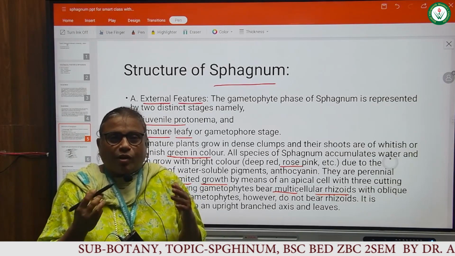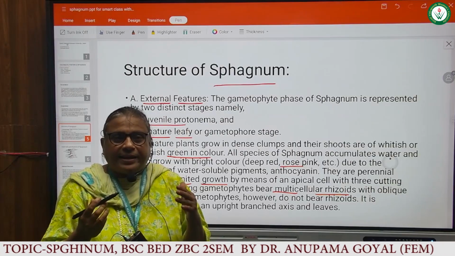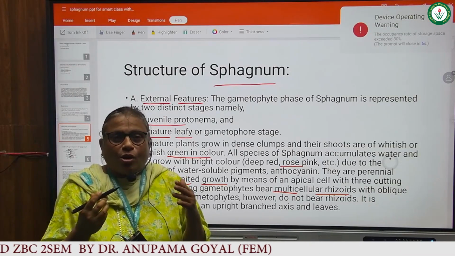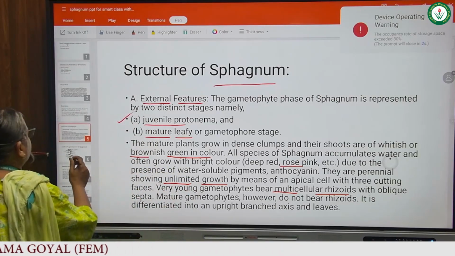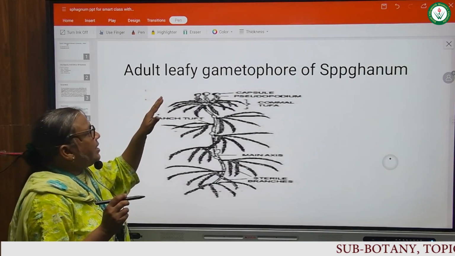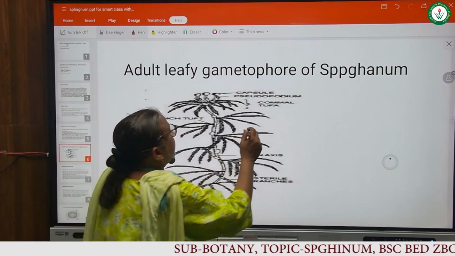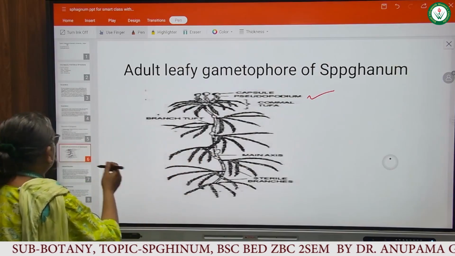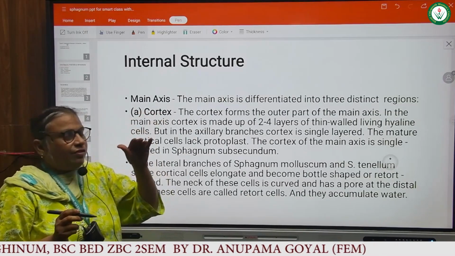So students, what is the function of rhizoids? Rhizoids help in anchoring the plant to the soil substratum, and they also help in the absorption of water and mineral nutrients from the soil. Now this picture shows the adult leafy gametophore of sphagnum. It shows the pseudopodium and the capsule region.